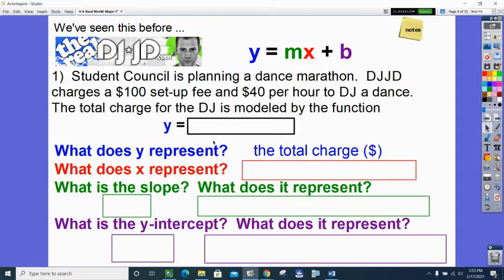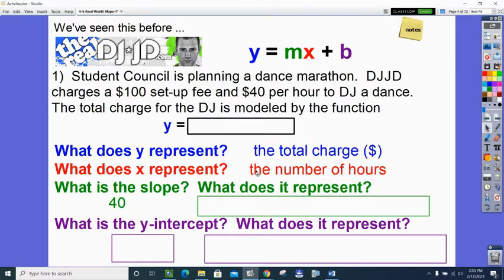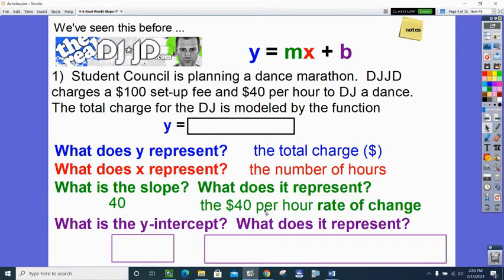So in this particular case, the slope is your $40 per hour. Dollars per hour. Your y unit is money. Your x unit is hours. So the slope is 40, and the x represents the number of hours. What is that 40? That is your hourly charge. So for 1 hour, your bill goes up $40. For 2 hours, your bill goes up $80. So every hour, there's an increase of $40.